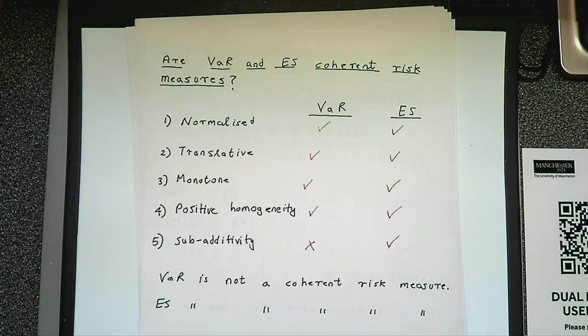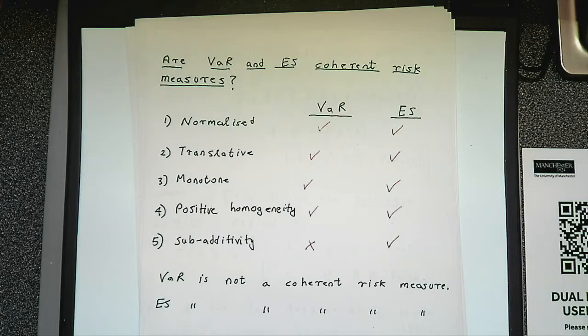So it is a coherent risk measure, whereas VAR is not a coherent risk measure, right? Okay. All right, and there are proofs. Later on I will talk about proofs for these facts, that the VAR satisfies all but the last property, and the fact that the ES satisfies all 5 properties, right?